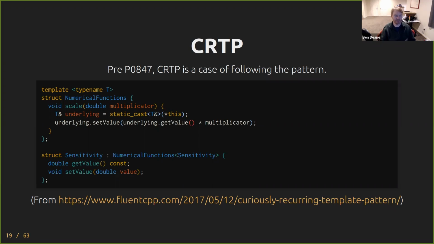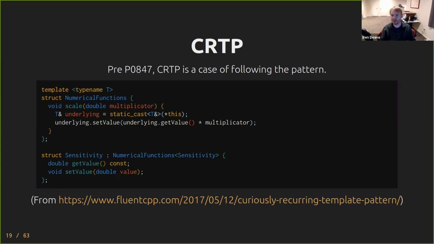This is the pattern of CRTP today, and it's used, I'm sure many of you know, to provide things like mixin operations that work in terms of a class's basic interface. So if your basic interface here is getValue and setValue, the mixin provides functions that work in terms of that basic interface. This example, by the way, is from Jonathan Boccara's blog, fluentcpp.com. If you haven't seen it before, it's well worth going and looking at not just this, but all of his articles.